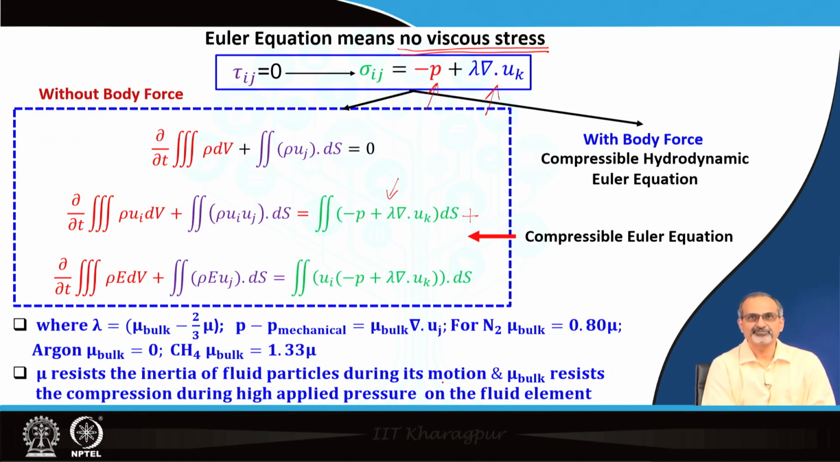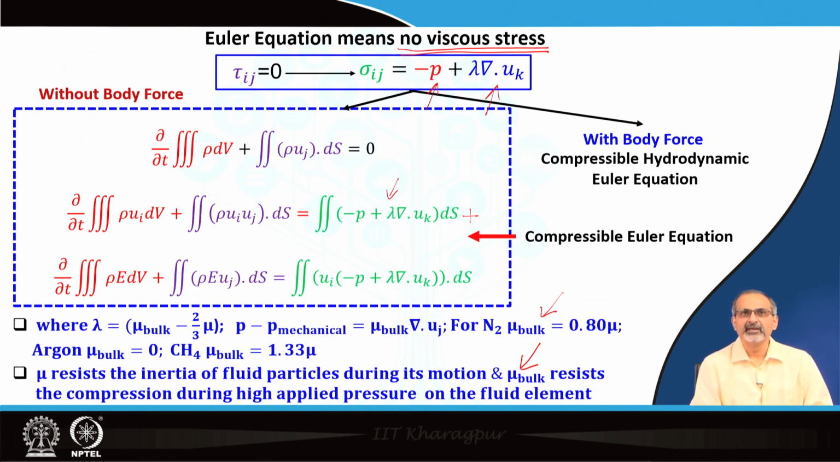So, that is missing, and we have a few important notes at the bottom, which we had already discussed in the context of the thermodynamic and the mechanical pressure and the difference between the two, and how the mu bulk makes the difference between the two. And you should always keep it in mind that when you are talking about very strong shocks, there may be extremely high compressive effects. That is where it may make a significant difference.